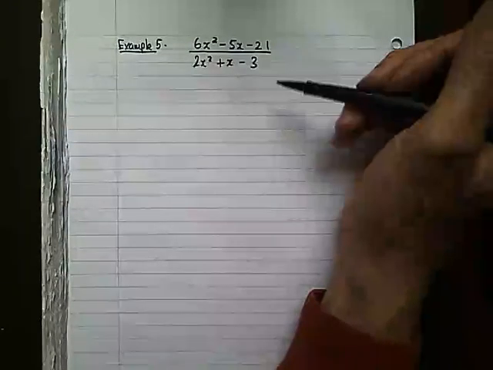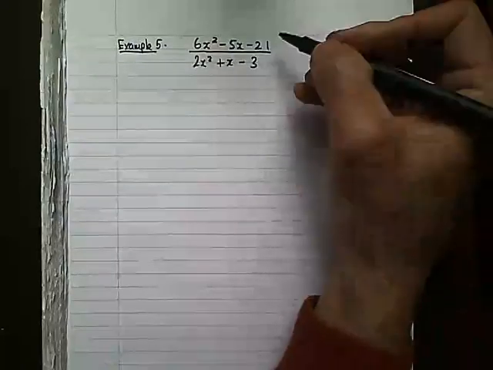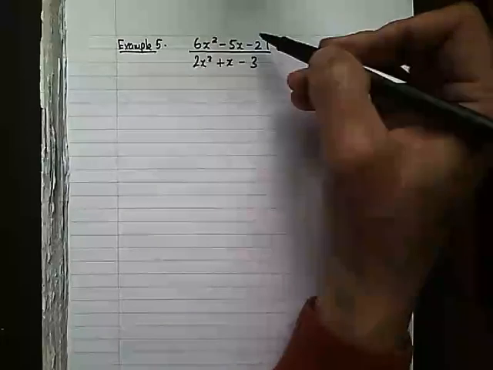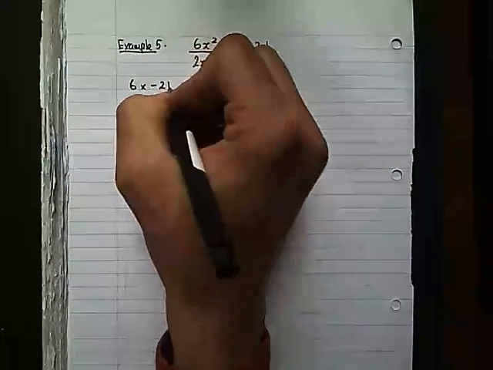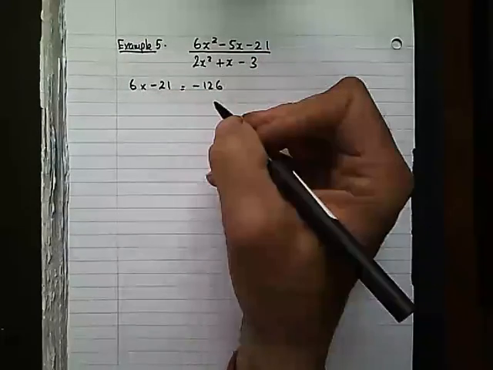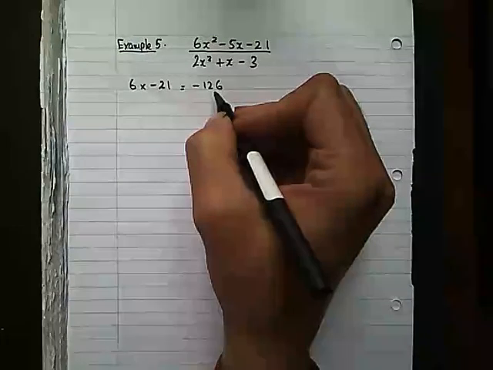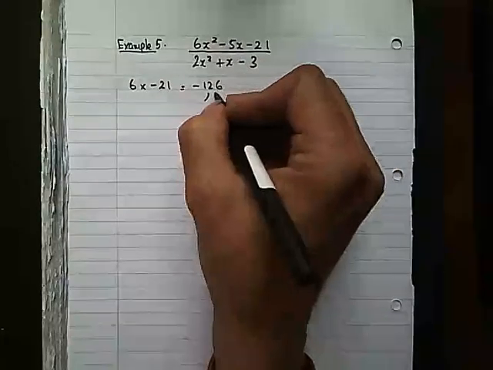Okay, so let's start with 6x squared minus 5x minus 21. To factorize the numerator, because there's a number in front of x squared, we need to multiply the 6 and the minus 21 to get minus 126. So now what I'm looking for is numbers that multiply to make minus 126, but add together to make minus 5.